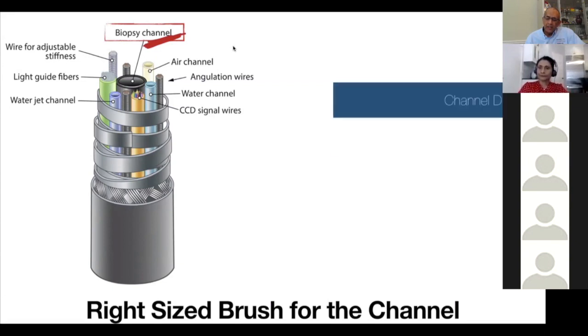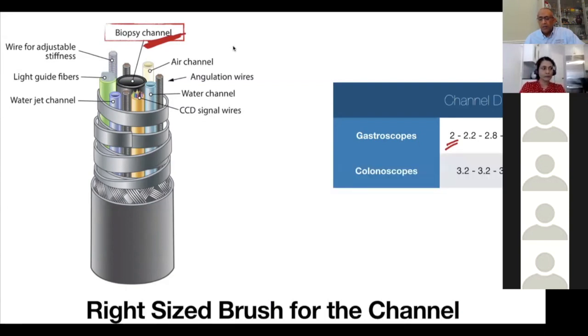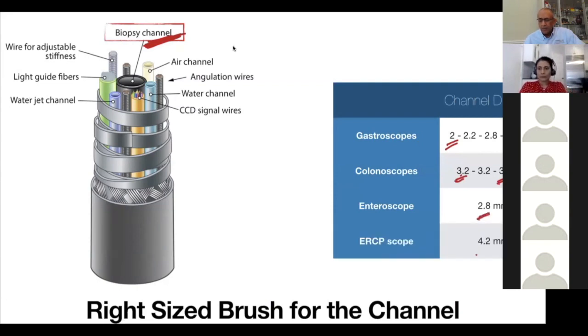So as you can see here, for a gastroscope, your biopsy channel can be as small as 2 millimeters to as big as 3.7 millimeters. I'm going to talk about why that is important. For colonoscope, from 3.2 to 3.7 millimeters. For endoscope, 2.8 millimeters. For ERCP scope, it's a big channel, 4.2 millimeters. And the EUS scope, 3.7 millimeters.